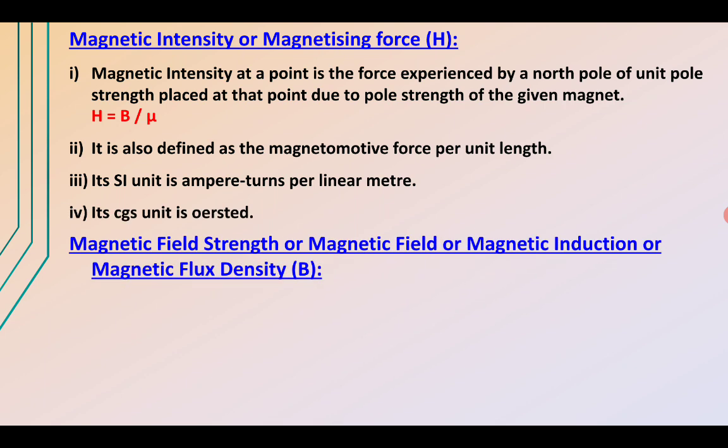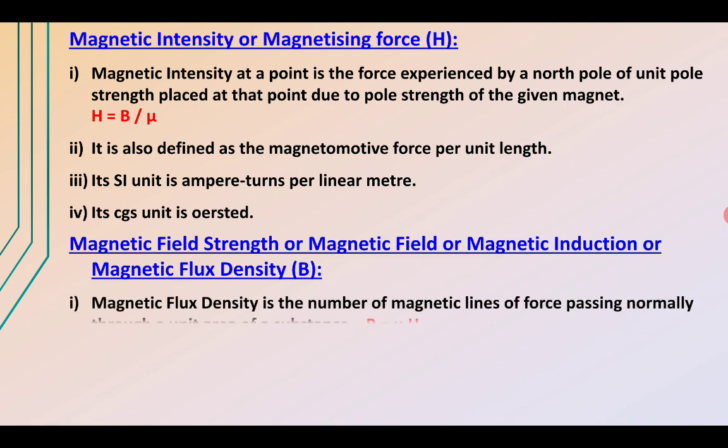Now after magnetic intensity, our next topic is the magnetic field strength, or magnetic field, or magnetic induction, or magnetic flux density. Any name you can give. So what is this magnetic field strength? Basically, as you know, flux is the number of field lines crossing a unit area. So magnetic flux density is the number of magnetic field lines of force passing normally through a unit area of the substance, and it is represented by B is equal to mu naught H.